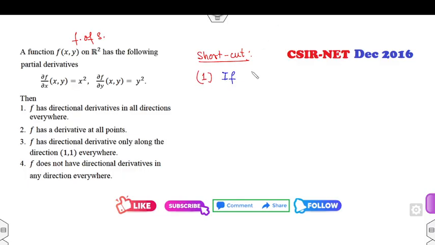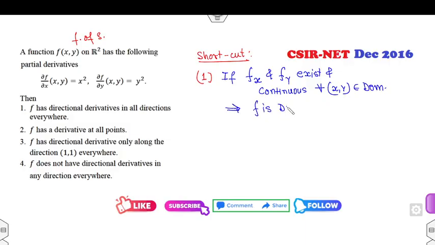If the partial derivative of x and the partial derivative of y exist and are continuous for all x and y in the domain, then this implies f is differentiable. F is differentiable at all the points of the domain.